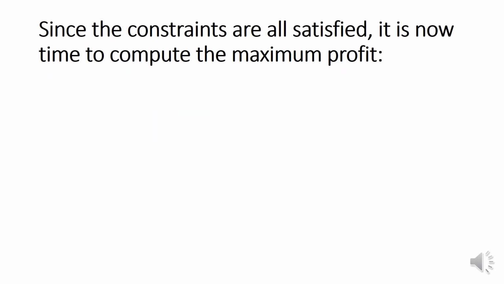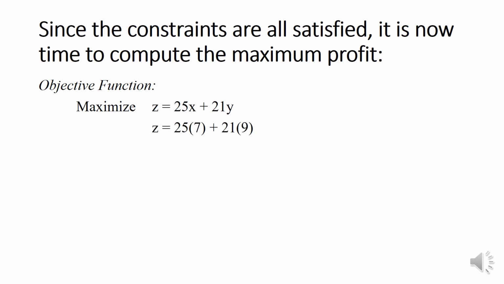Since the constraints are all satisfied, it is now time to compute the maximum profit. Let's go back to our objective function. Again, our objective is to maximize our profit, the z. 25 is the profit per pizza and 21 is the profit per burger. By substituting 7 and 9, we would get a maximum of 364 pesos as the maximum profit of this problem.